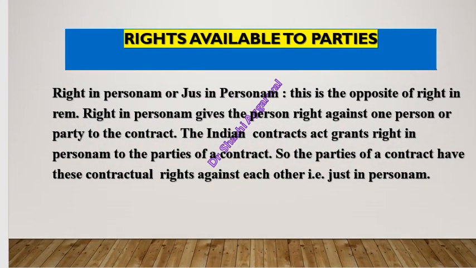Right in personam or jus in personam, this is the opposite of right in rem. Right in personam gives the person right against one person or party to the contract. So here the right is available to the persons who are party to the contract. If one party breaches the terms and conditions, the other party has a right to sue that person. The Indian Contract Act grants right in personam to the parties of the contract. This right is only available to the parties of contract. So the parties of contract have these contractual rights against each other. That is jus in personam.